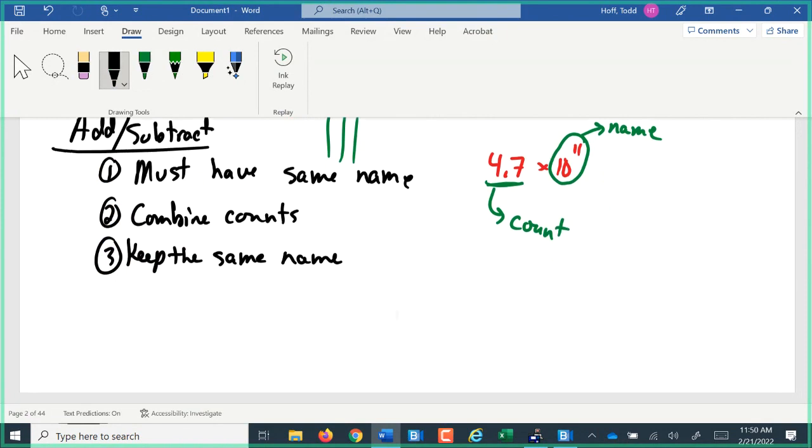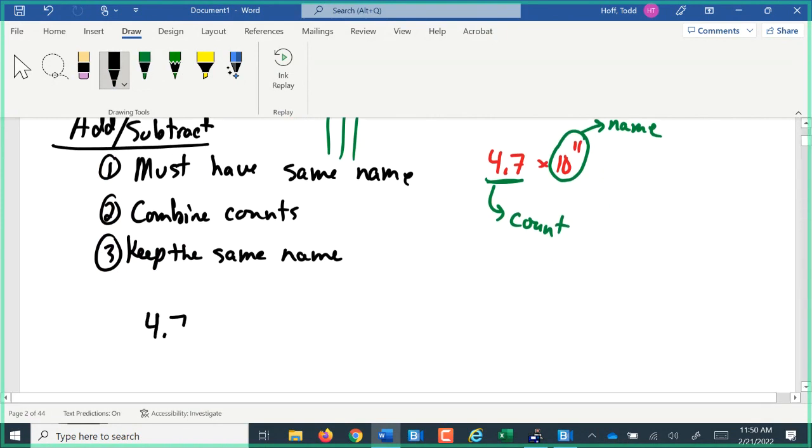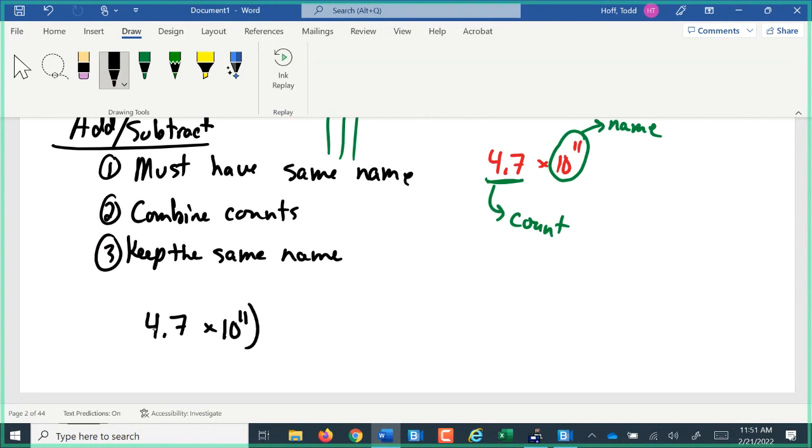So if I want to add something like 4.7 times 10 to the 11th, I'm going to put this in parentheses, but this parentheses is not an enclosing symbol. Remember, we said parentheses serve other functions. One was to indicate multiplication. Here it is just telling us that that is a single number and not separate numbers being combined. So 4.7 times 10 to the 11th plus 2.1 times 10 to the 11th.